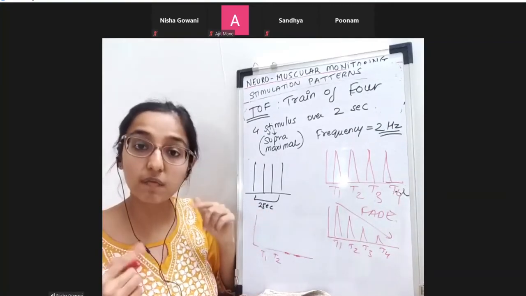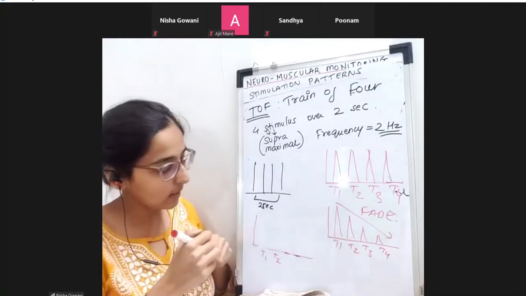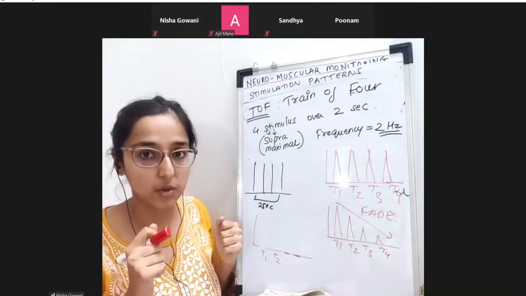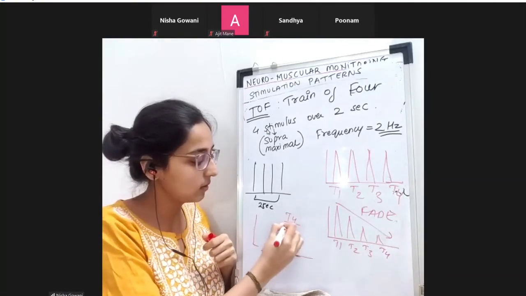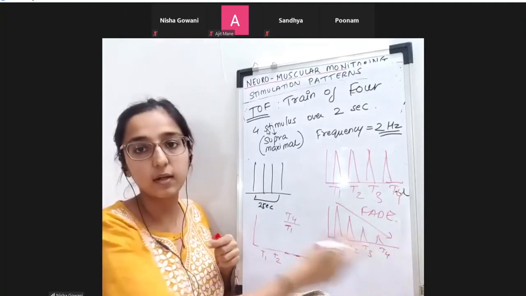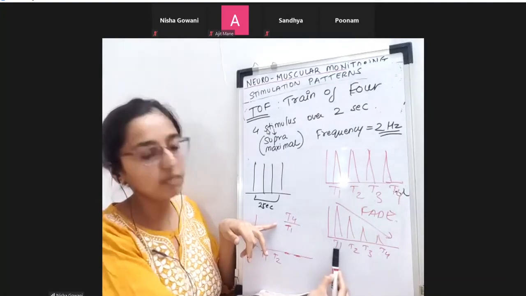Then what is TOF ratio? When can you calculate TOF ratio? TOF ratio is the height of the T4 upon T1. I'm seeing this height, na? Decreasing height. So TOF ratio is what? 4th twitch height upon the 1st twitch height.